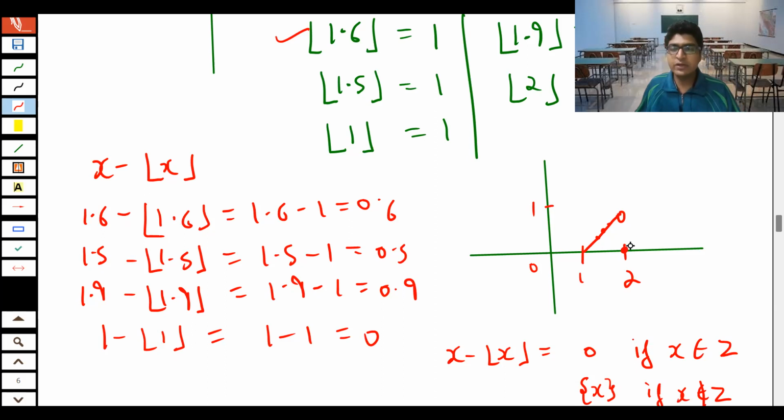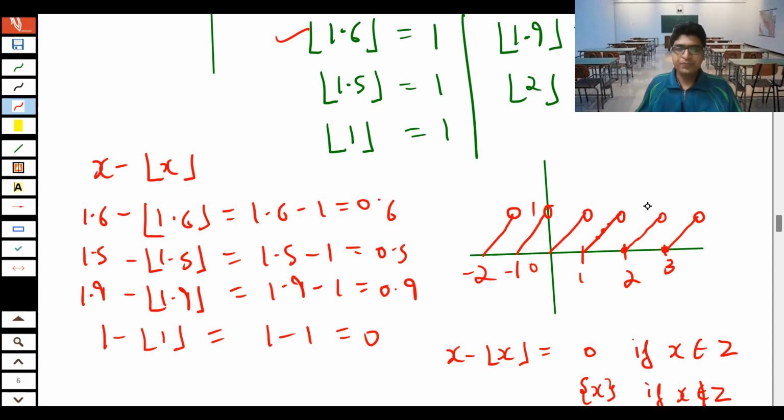Similarly when you start at 2, for 2.1 it will be 0.1, for 2.2 it will be 0.2, 0.3, 0.4, 0.5, and as soon as it comes to 3, it will get back to 0. So that's the pattern here. So this function looks like this. You can check it for all other values as well. It will look like this. Now I'm just using the pattern.